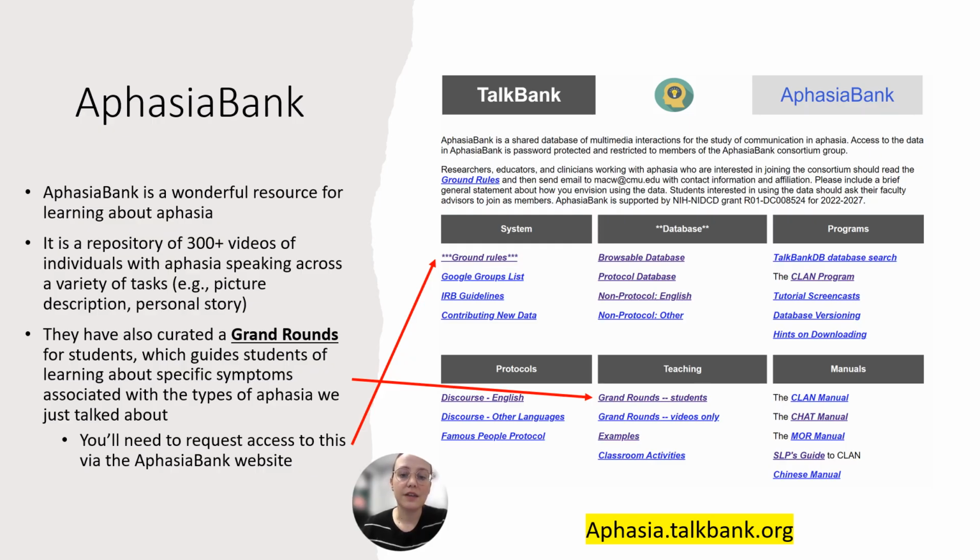aphasia.talkbank.org. In the Grand Round section under Teaching, you'll see that there's a section for students. It is password protected. So to get there, you just simply have to click on the ground rules, and it'll take you through the process of requesting access. It's really easy and all about maintaining privacy and security for using this database to learn more about aphasia. It really is a great database with a lot of videos of individuals with aphasia speaking, doing a variety of tasks, and it really does help to emphasize all of the individual differences that you can see in individuals with acquired aphasia.